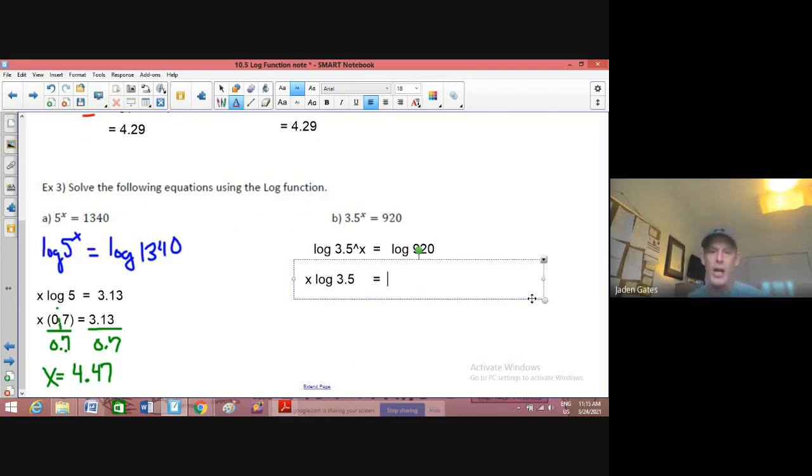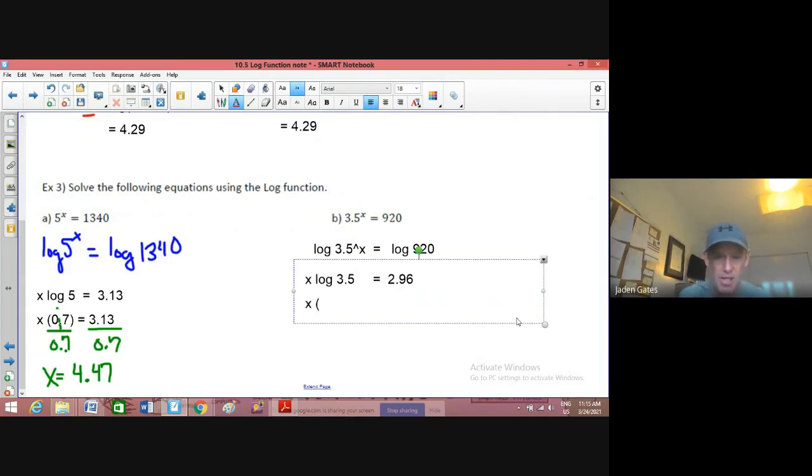All right, now I can go ahead again and figure out the log of 920. And remember, sometimes you can kind of figure out if your answer is right on your calculator, because I know the log of 1,000, 3 zeros, is 3. So the log of 920 is going to be just under that. And when I type into my calculator, sure enough, it is. It's 2.96.